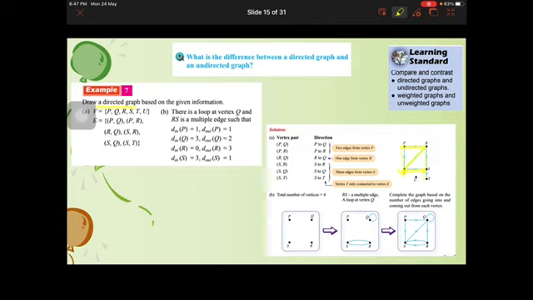If you look at the question, there is a loop at vertex Q, and RS is a multiple edge, such that we are given the degrees. What is the meaning of d in P, d out P, d in Q, d out Q, with the values given here? D in P means the number of edges into P is 1. D out P means only one edge is getting out from P.